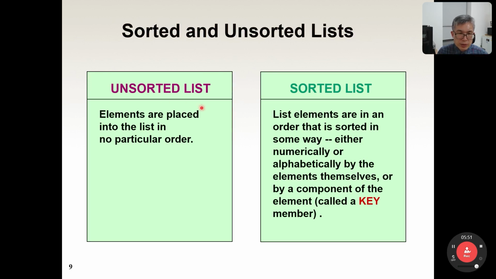In the unsorted list case, elements are placed into the list in no particular order, which means items are not sorted. On the other hand, in the sorted list case, list elements are in an order that is sorted in some way, either numerically or alphabetically, by the elements themselves, in increasing or decreasing order, or by a component of the element called the key member.